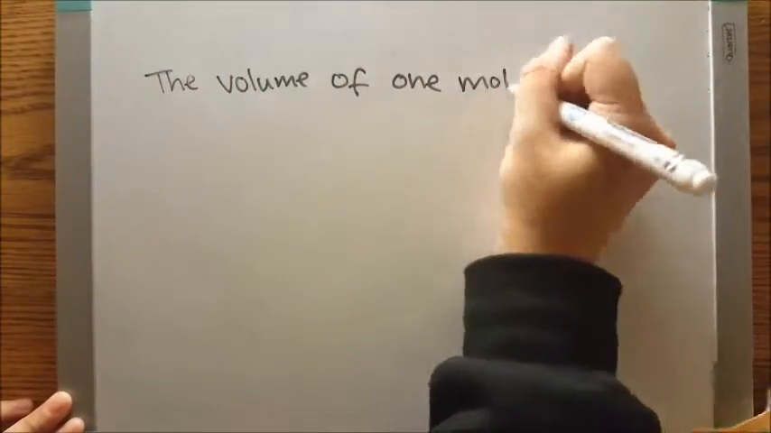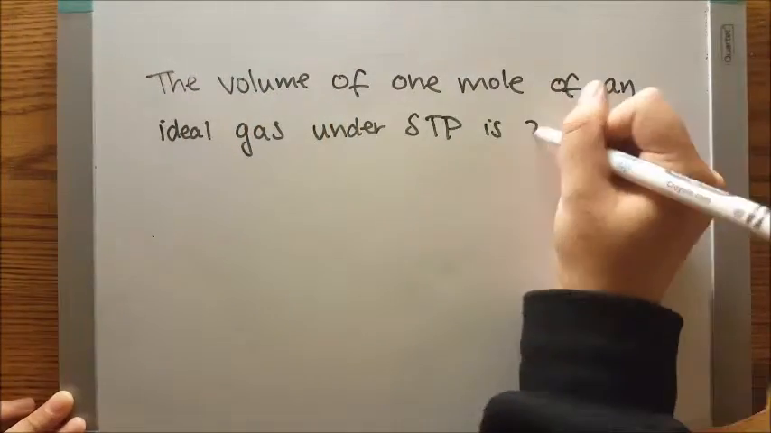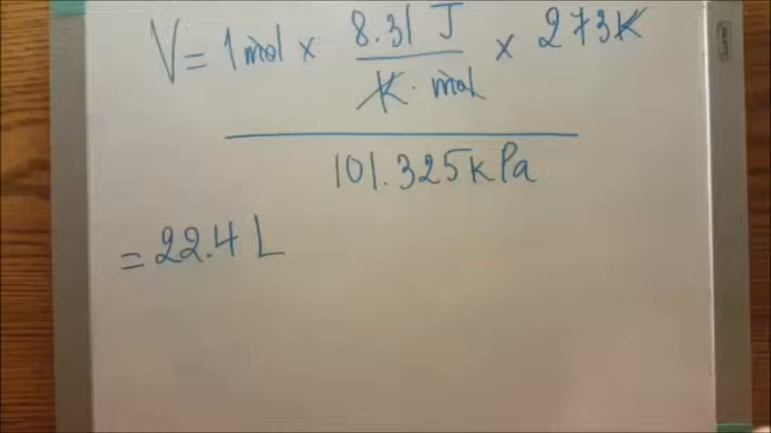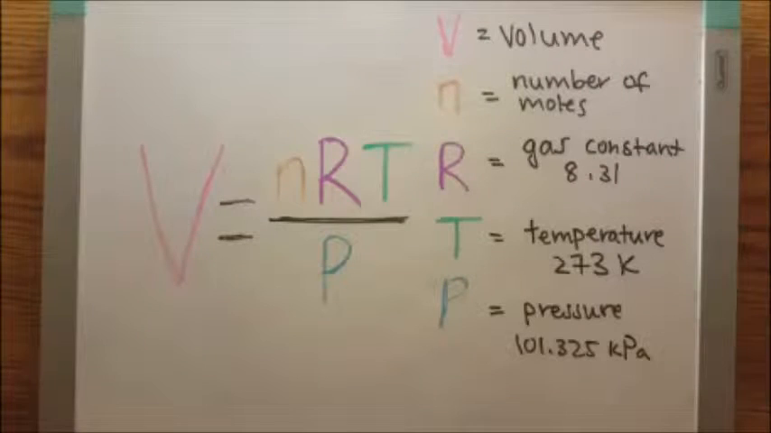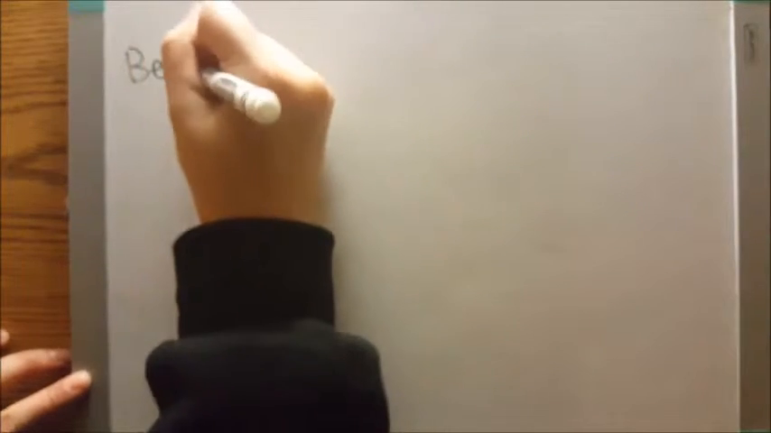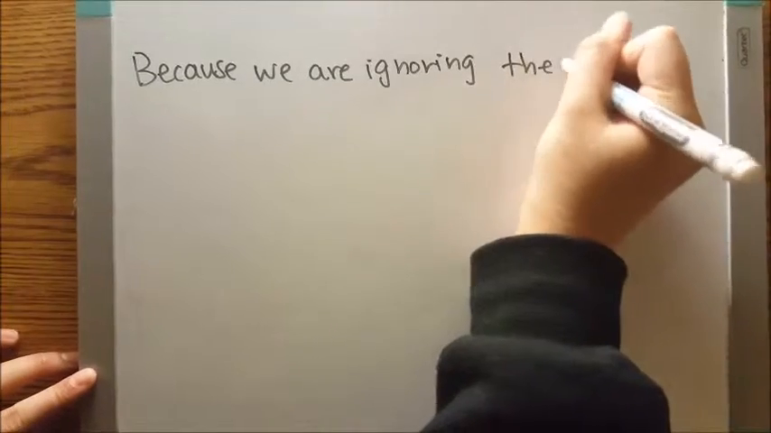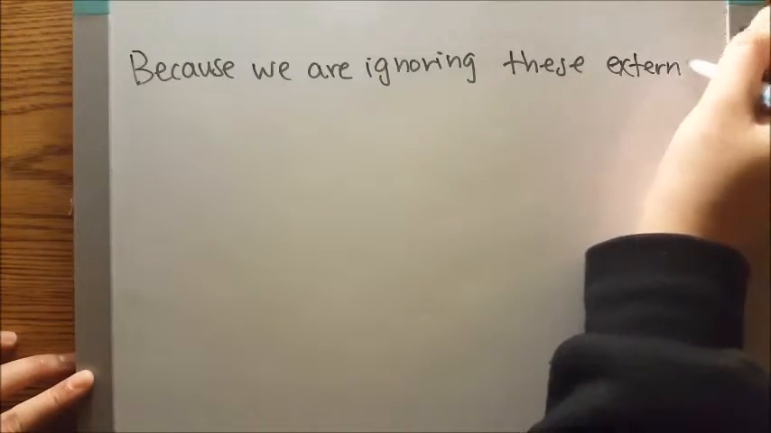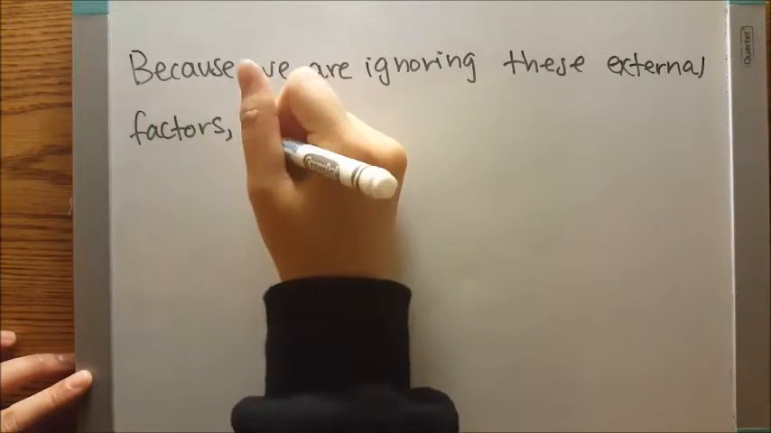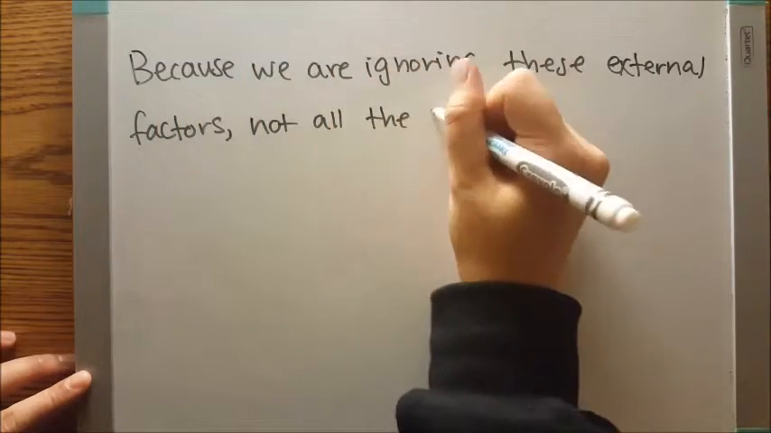Alright, now we've shown you that the volume of 1 mole of an ideal gas under STP is 22.4 liters. However, gases are complicated because there are many external factors affecting their behavior. Ideal gases do not actually exist in the real world. To solve this problem, chemists came up with an ideal gas equation so that we can better understand the behavior of these gases while ignoring those external factors. Because we are ignoring these external factors, not all the molar volumes of gases will add up to 22.4 liters. Even though 22.4 liters is not to the utmost accuracy, we can still use it because in real life, the molar volume of the gases are close to 22.4 liters.